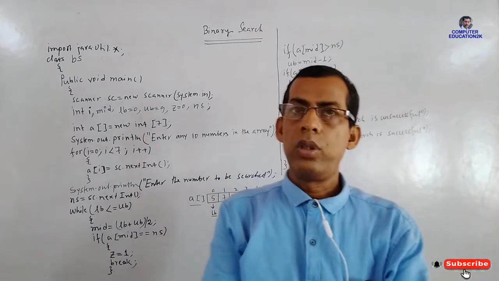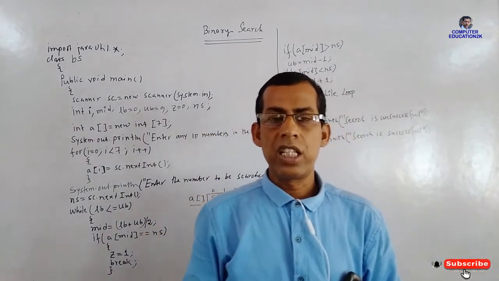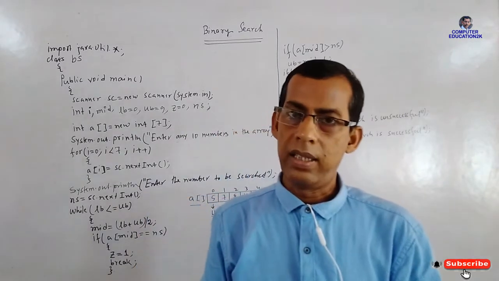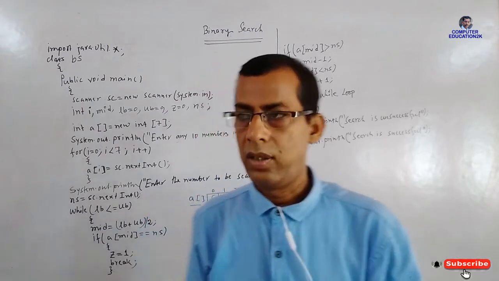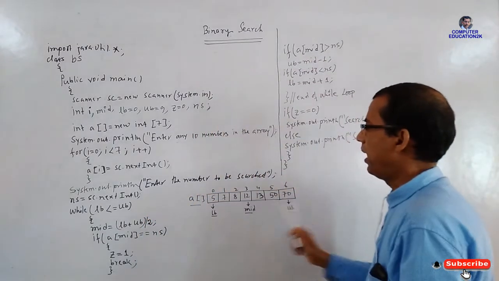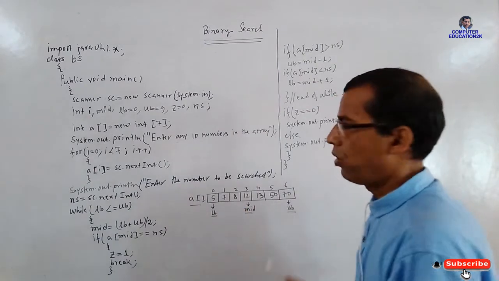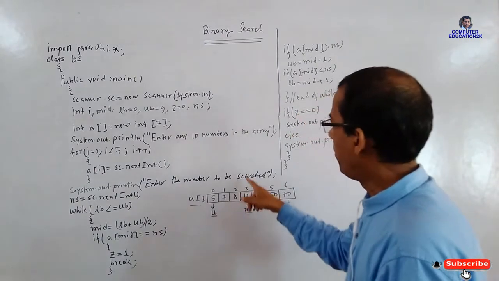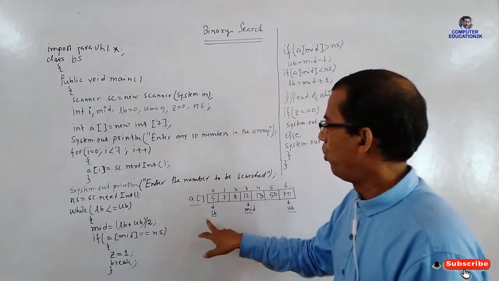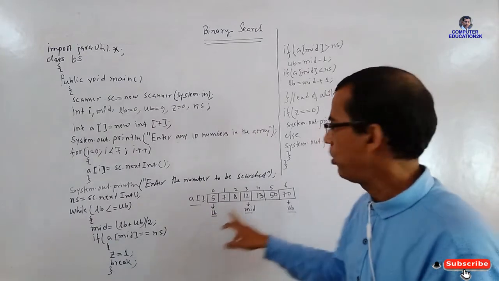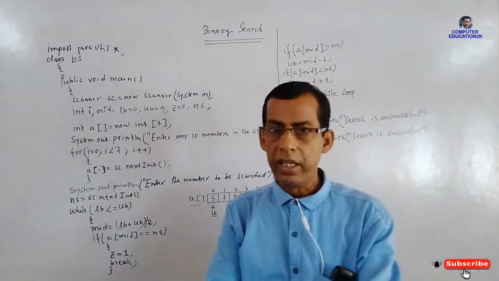Now you know binary search. In binary search, the search takes place from the mid of the array. Suppose this is an array A. The first cell is called lower bound, the last cell is called upper bound, and the middle of the array is called mid.